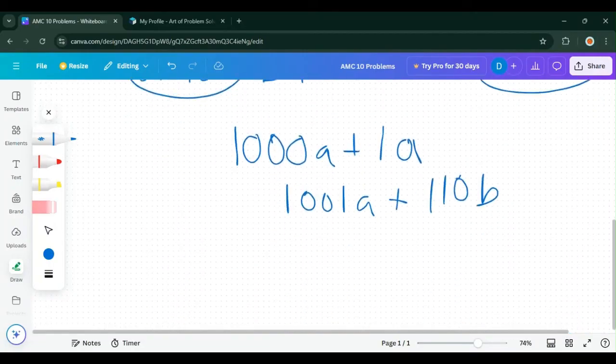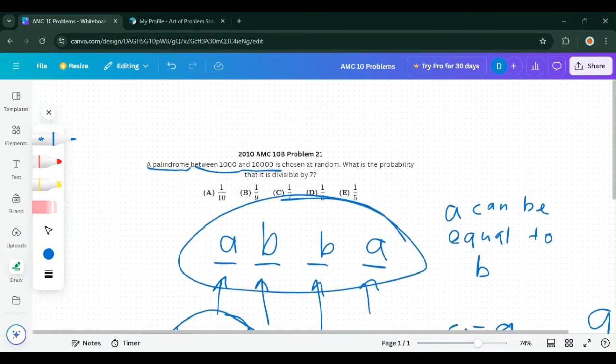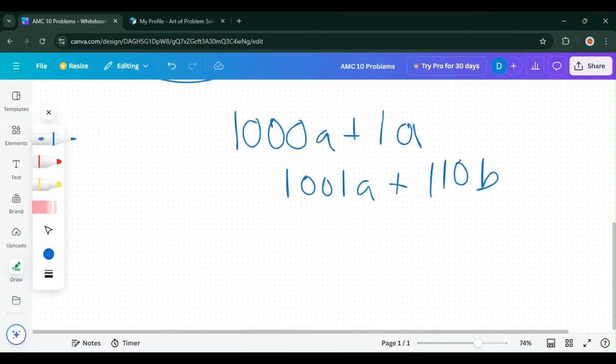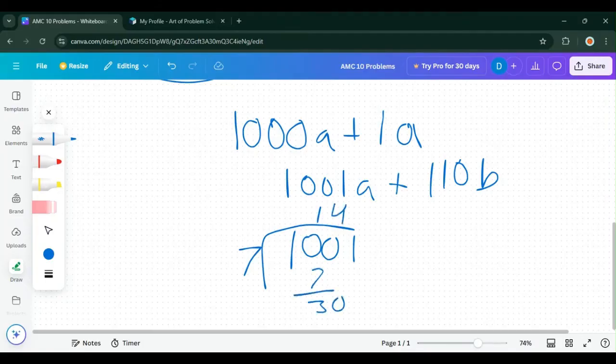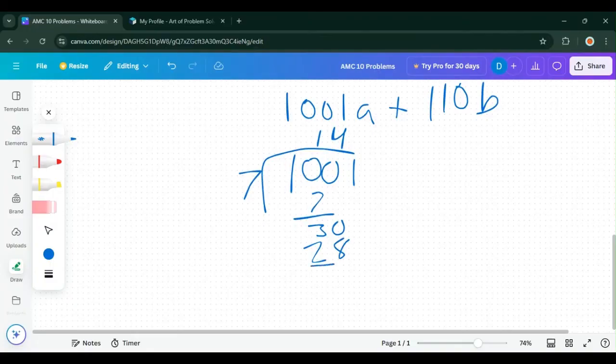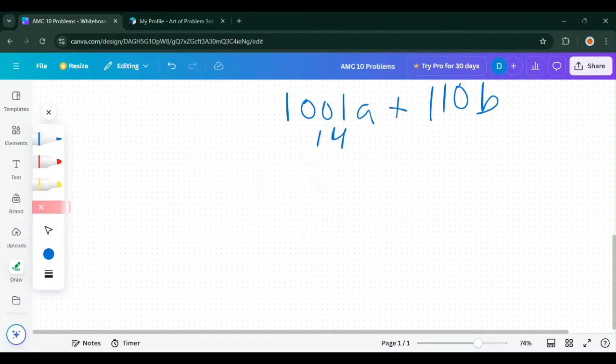Okay, so 1001A plus 110B, and we're finding if it's divisible by 7. So as you see here, 1001 divided by 7 is equal to 143. We just do long division. So 1001 is divisible by 7. So if we put any value for A in, we'll know that's automatically divisible by 7, because 1001 is divisible by 7 in the first place. So any number we multiply just really doesn't matter.